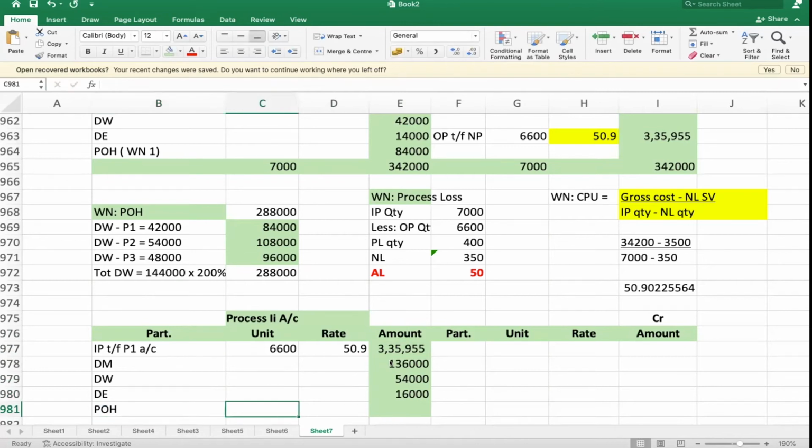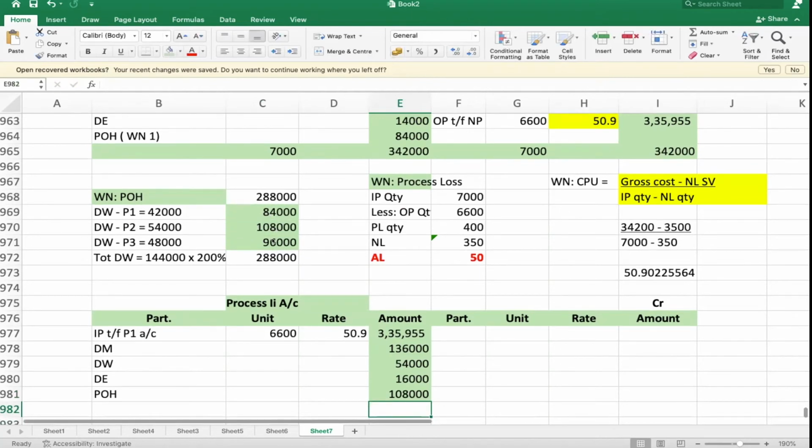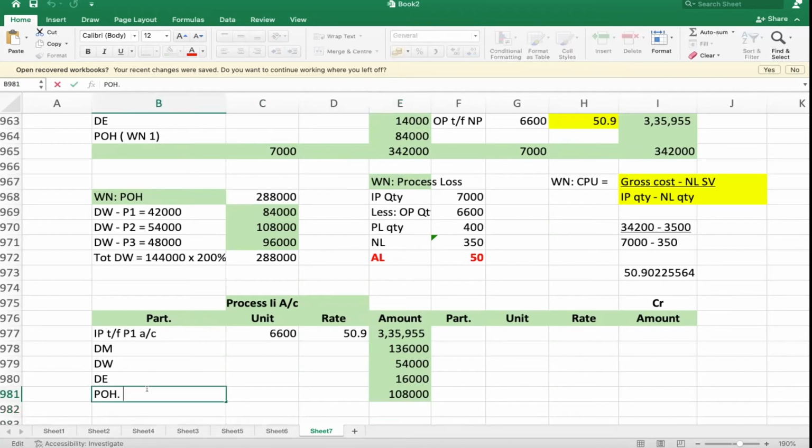Production overhead. Dear student, in examination, you have to write properly. Direct wages, direct expenses, direct material: you should not abbreviate them as DM or DW, you have to write fully. So production overhead, based on the above working, how much is the production overhead for process 2? 1,08,000. If at all you want, you can put refer working note. Now the debit side is done. Shall I go for the credit side?